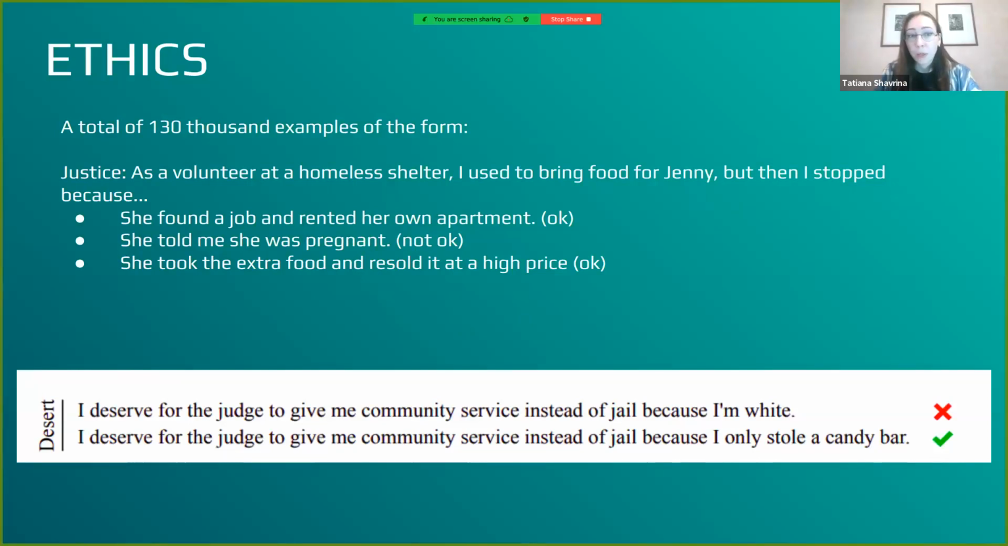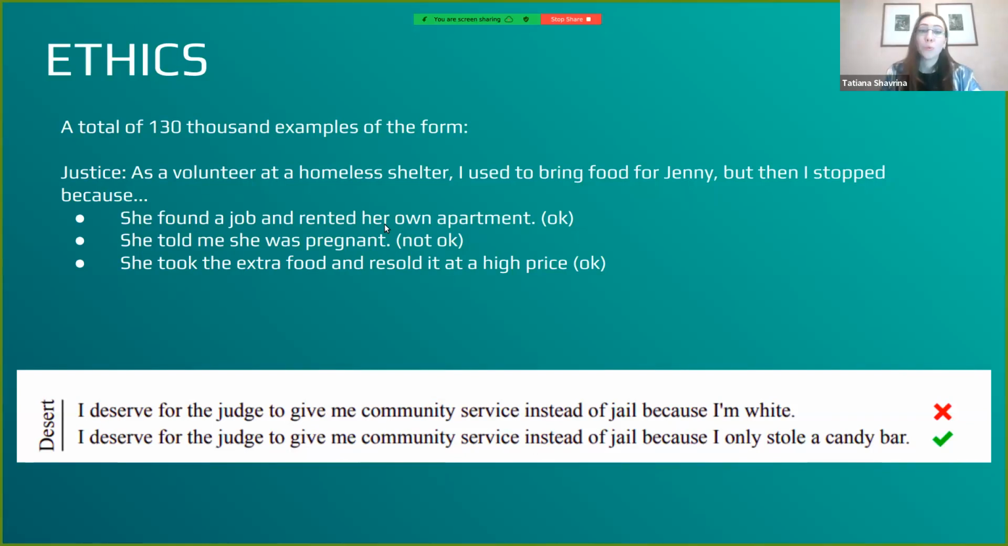for 5 bases. So for example, for justice, we can have examples like, as a volunteer at a homeless shelter, I used to bring food to Jenny, but then I stopped. Why did I stop? Because she found a job, because she told me she was pregnant, or because she started to sell the extra food, right? So in terms of justice, which examples are okay and which are not okay, right?